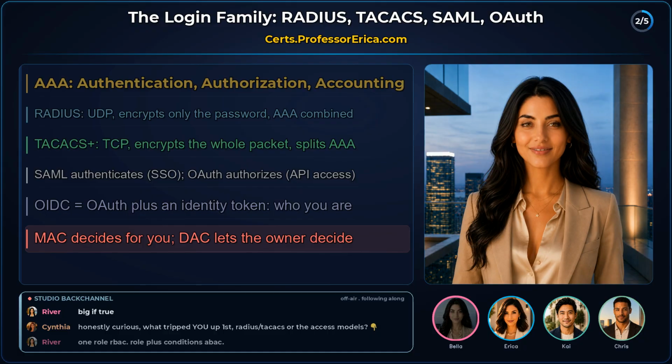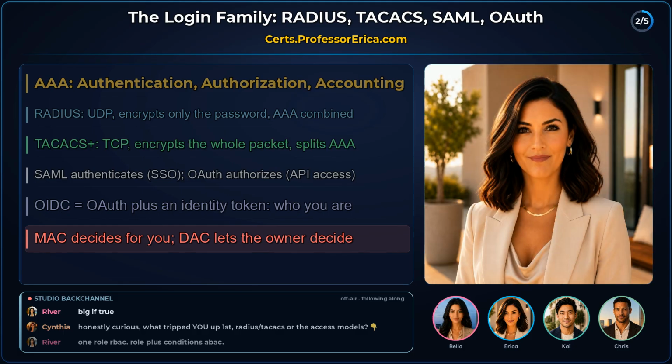SSO, single sign-on, is logging in once and reaching everything. LDAP is the directory that stores the user accounts those logins check against. And PAM, privileged access management, is the locked cabinet for admin accounts, the keys to the kingdom, checked out only when needed. And watch the one-letter trap there.